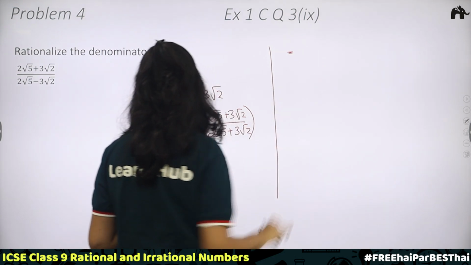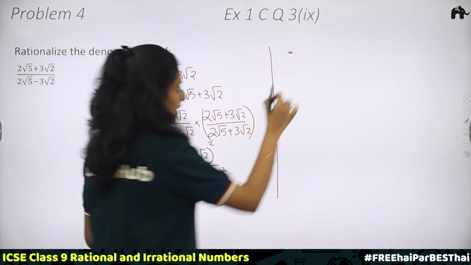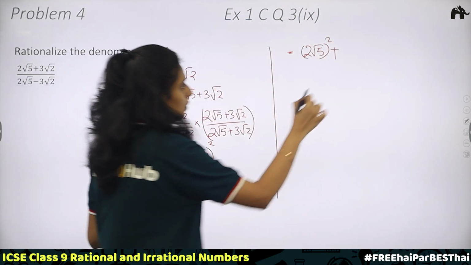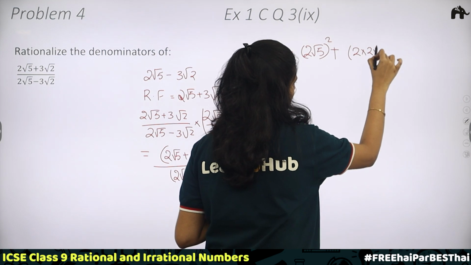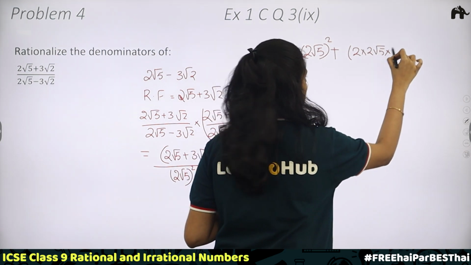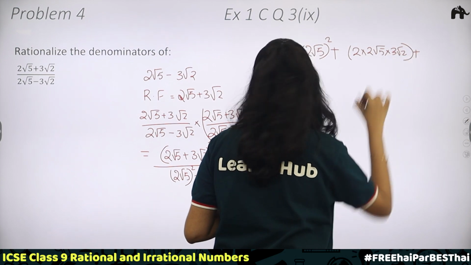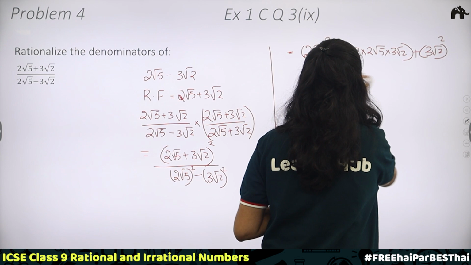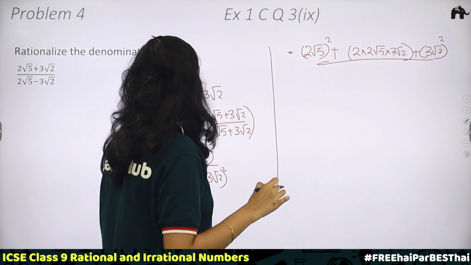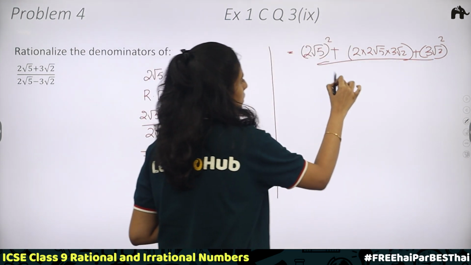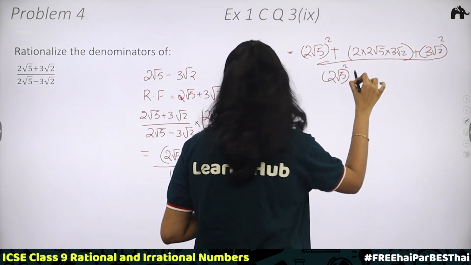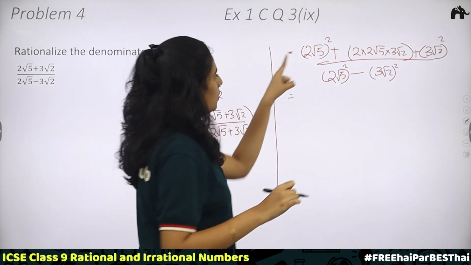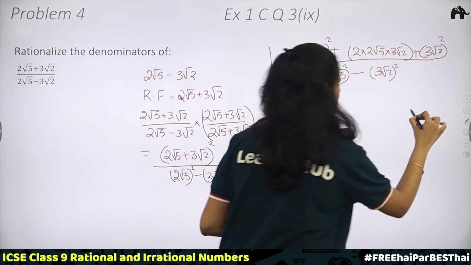which is equal to 2 root 5 whole square plus 2ab, 2 into 2 root 5 into 3 root 2 plus b square, 3 root 2 whole square, divided by a square minus b square form, which is 2 root 5 whole square minus 3 root 2 whole square, which is equal to 2 root 5 square. How to find 2 root 5 square?